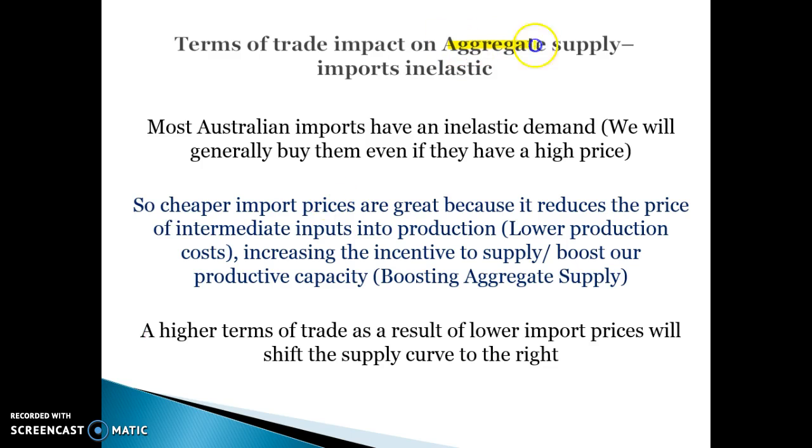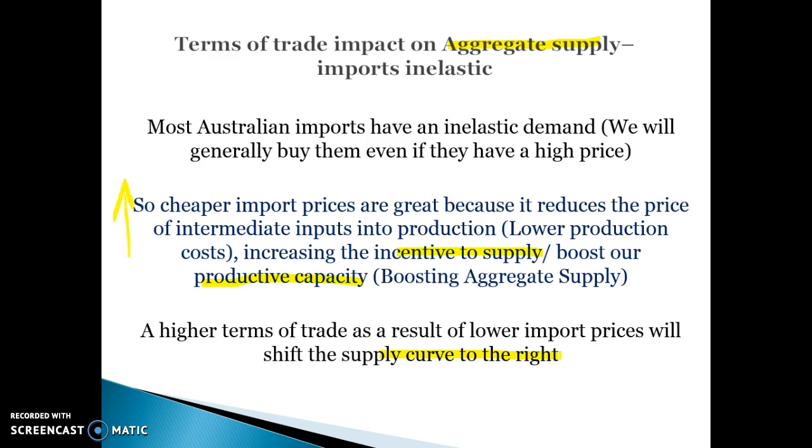The impact on supply is a little bit harder to understand, but basically most Australian imports have an inelastic demand, so we're going to buy them regardless of the price. So when the terms of trade increases, that may be due to cheaper imports, and because we have a lower price, it will lead to lower costs of production for businesses and boost aggregate supply. So if the terms of trade goes up because of lower import prices, it will lead to lower production costs, an increase in the incentive to supply, and an increase in productive capacity. So a higher terms of trade, if it's due to lower import prices, will shift the supply curve to the right. In Australia recently, the higher terms of trade was purely based on higher export prices, so it was more of a demand side factor.